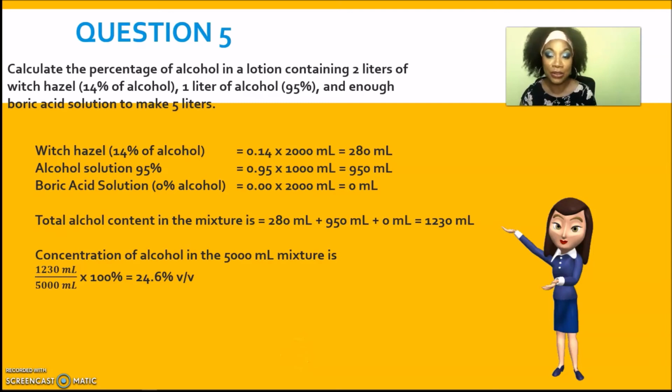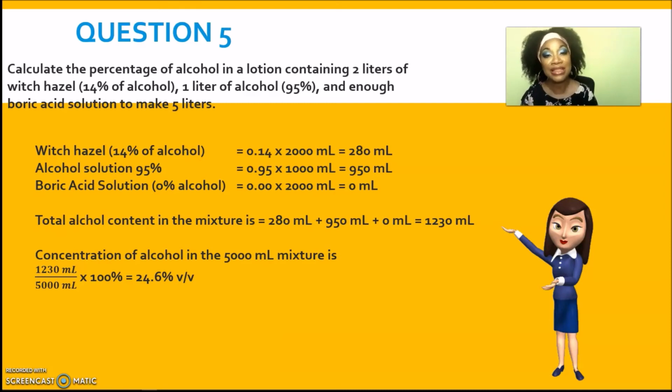Alright, so we are at the last question, question number 5. This question requires us to determine what the final concentration of alcohol would be in a 5-liter mixture if 2 liters of witch hazel, 1 liter of alcohol, and boric acid solution are mixed together. Now the clue here, because students ask all the time: how do you know it is alligation medial? How do you know it's alligation alternate?